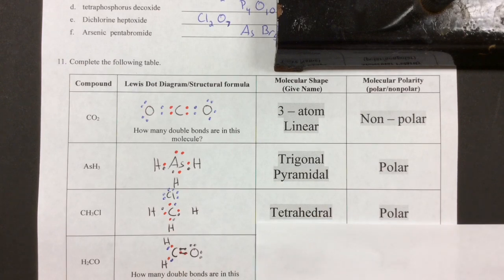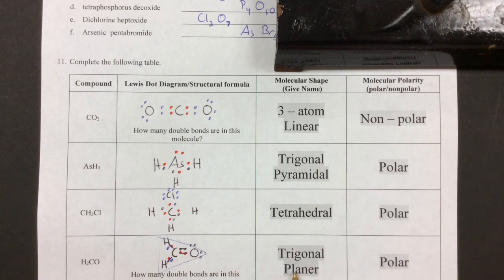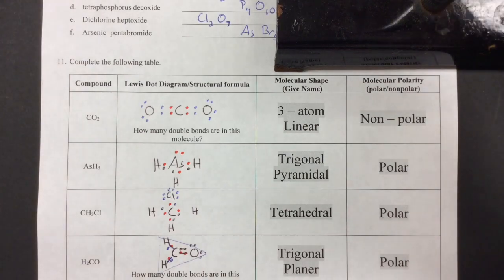So you can kind of see here, it's going to be flat, but it looks similar to a triangle. So we call that trigonal planar. And because, again, you cut this element in half, cut it right down the middle, there's more electrons on this side than there is on this side. That shape would be considered polar.